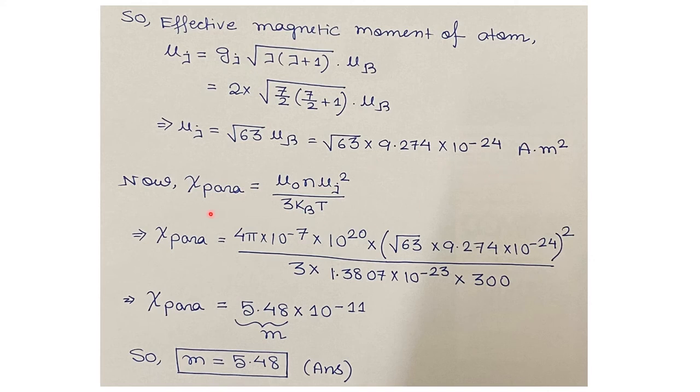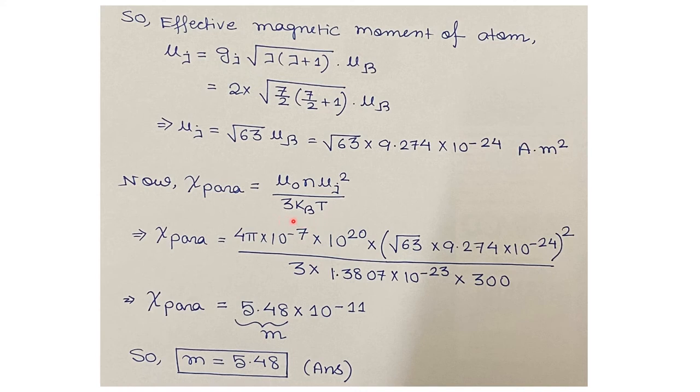Now the paramagnetic susceptibility from the quantum theory is given by chi para equals mu naught N mu j square divided by 3 kBT. So we have already calculated the mu j value, it is given here, and from the question we know mu naught value, N value, and the temperature of the system is 300 Kelvin, and kB is the Boltzmann constant that we already know from the question.